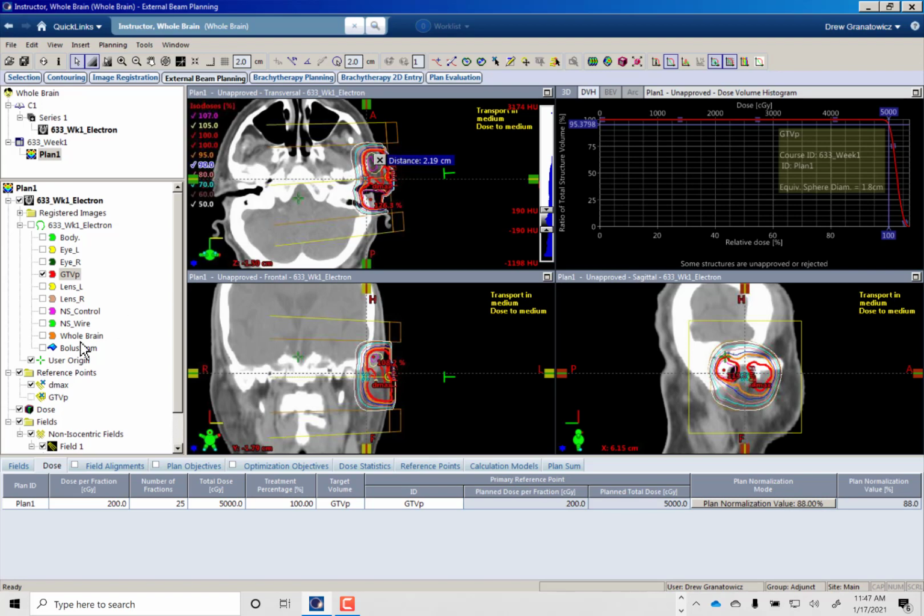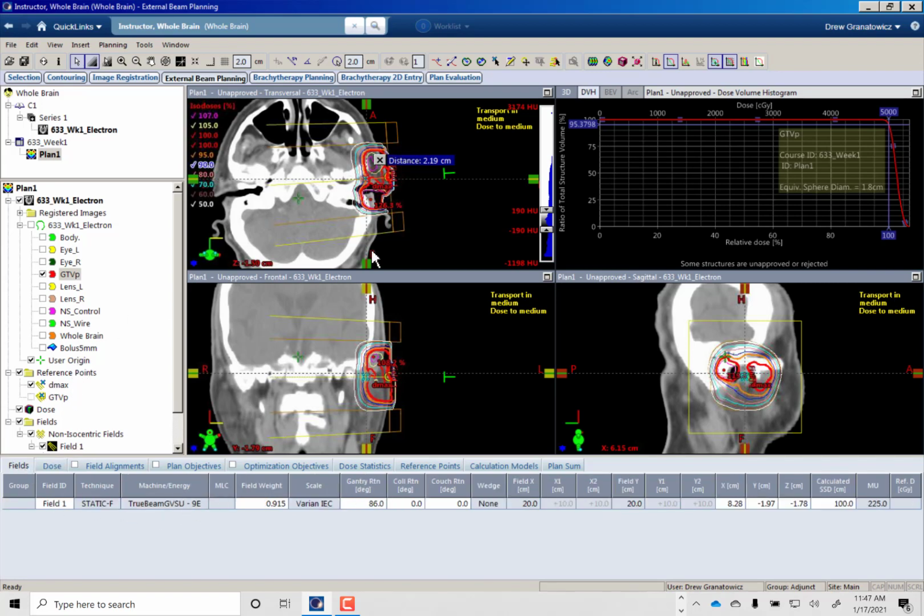Something we didn't try: we could maybe do 12E with 1 cm bolus. Didn't try that. You can play with it, and it just has to make sense. So if you can argue that it makes sense, I'm gonna be okay with that.